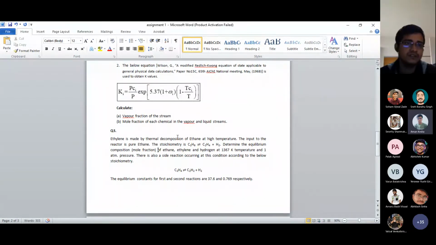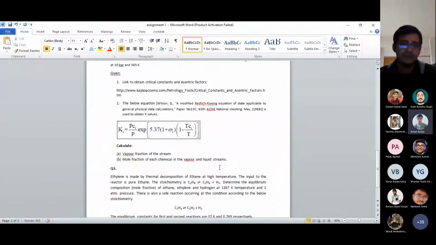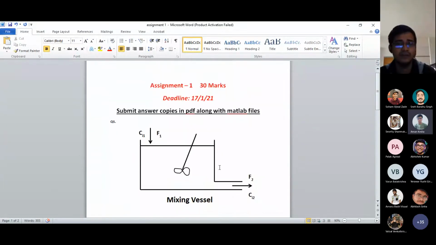So these three questions I have given, and except the first one, the other two will make use of MATLAB files or MATLAB coding. So you have to submit the answers not only as answer files in PDF, but along with the MATLAB files. So I'll post this as assignment after the class, along with some other necessary study materials covering yesterday and today's class.